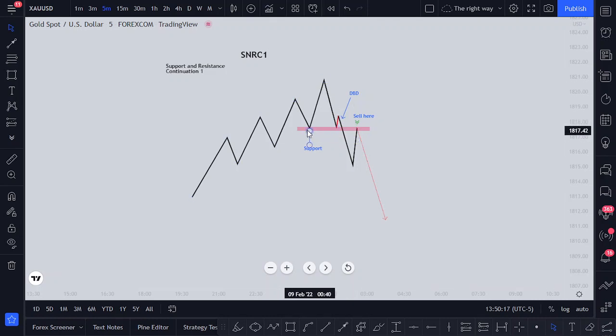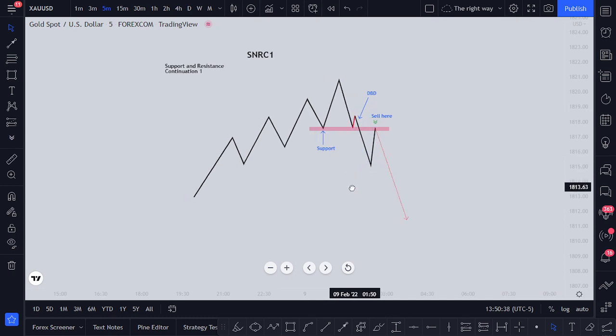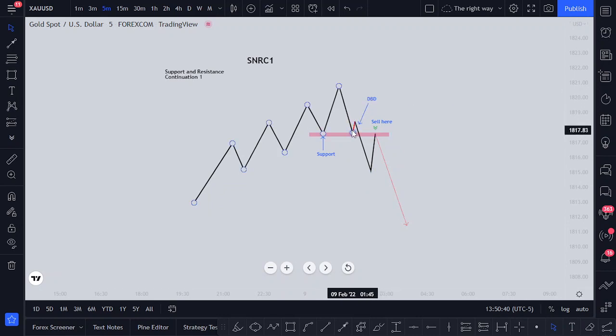Now, whenever the market has broken this support level at this particular point, you must see a certain footprint, and the footprint must be in the form of a drop-base-drop. A drop-base-drop is just a supply level, a base entailing a supply level.